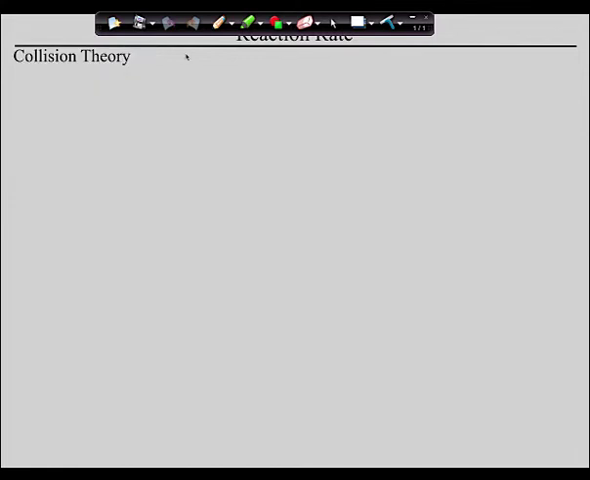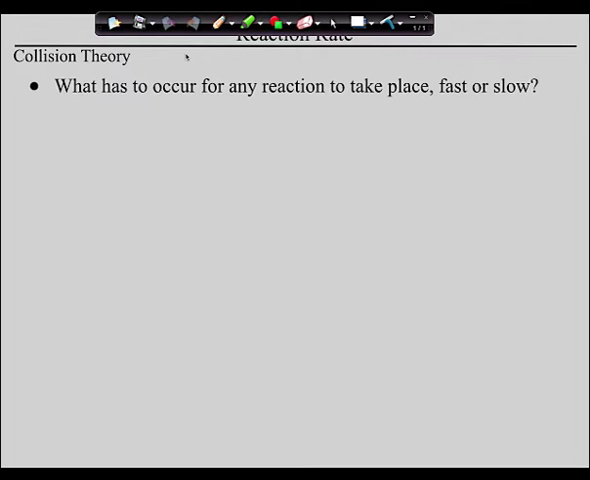So guys, again, the question that we're going to answer today is this. What has to happen in order for any reaction to happen, whether it be fast or slow? Because if we can figure out what has to take place, we can then figure out how that's different for fast reactions and slow reactions. And then we'll come back and answer the question. You get it? Okay, so here we go.